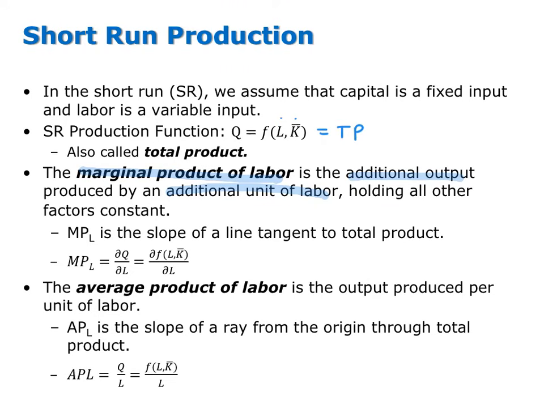Average product is the output per unit of labor. Average product is calculated by taking total product or output, Q, and dividing by the number of workers.